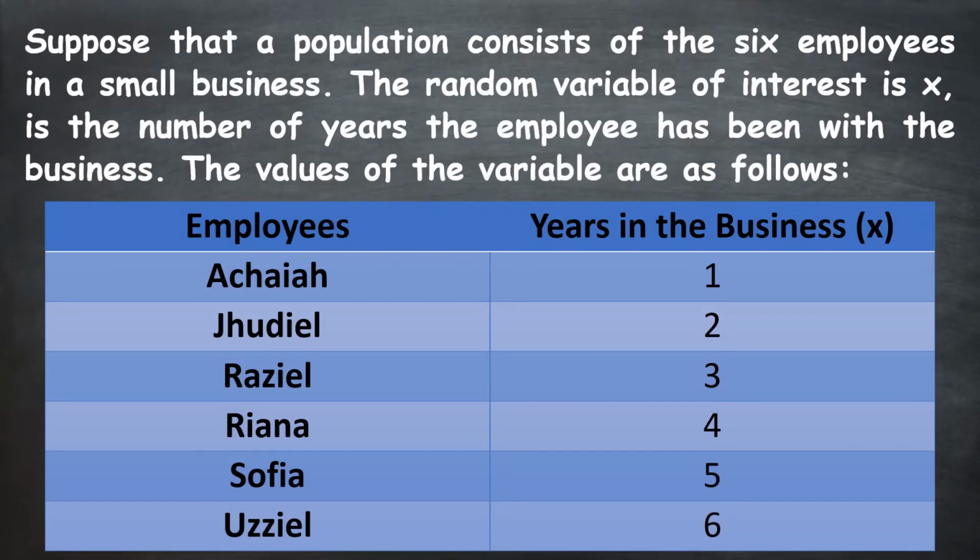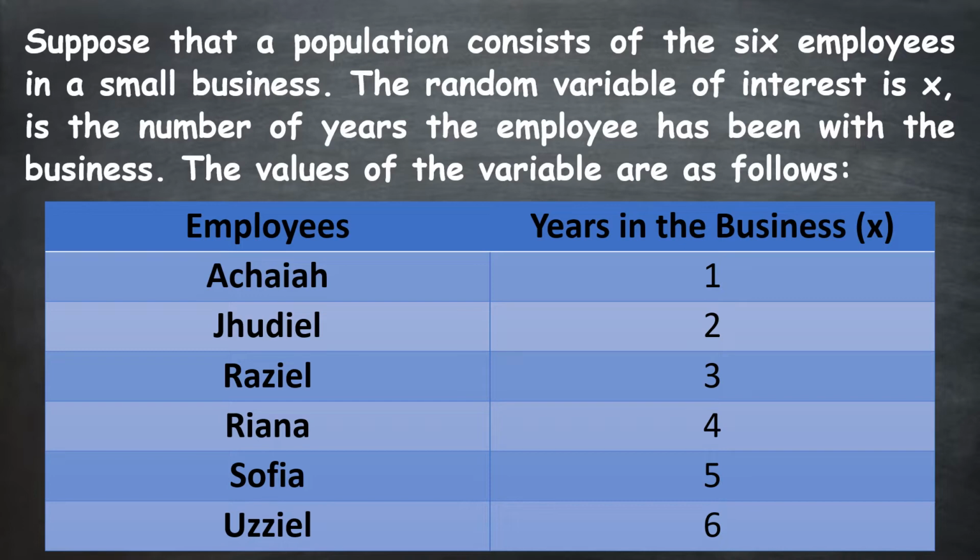Suppose that a population consists of 6 employees in a small business. The random variable of interest is X, the number of years the employee has been with the business. The values of the variable are as follows. So there is the table.